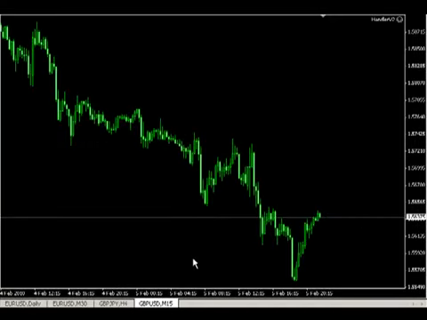Hi, welcome to the FX Algo Trader Trendline Alert demonstration. I'm just going to talk you through how this indicator works.